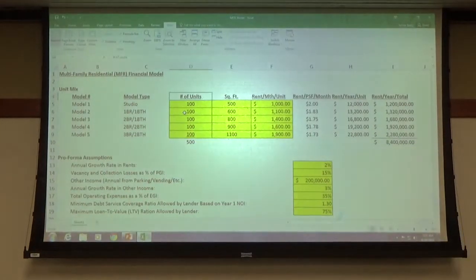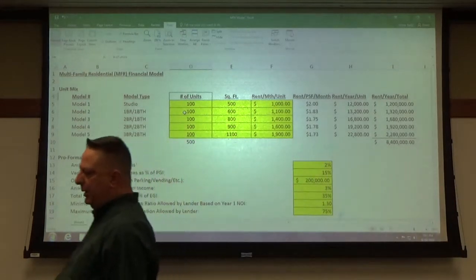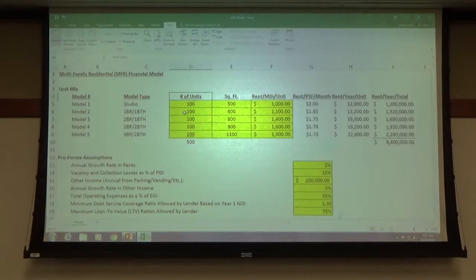Now, in practice, that's not going to be the case. Most of the time, depending on the market and what is really being demanded within that market, that's going to impact the unit mix. So for example, if you're in an extremely tight urban market, like San Francisco, probably the tightest residential market of any market, I won't say in the world, but certainly in the US.